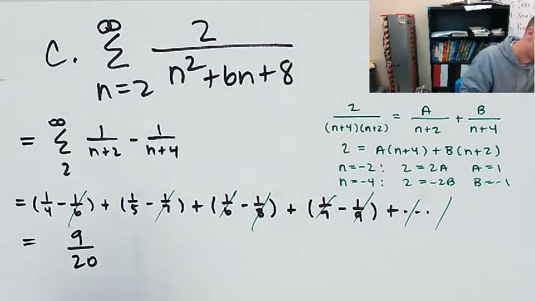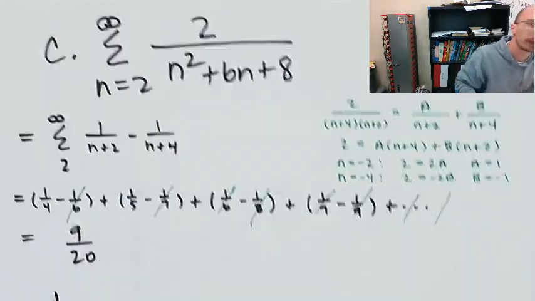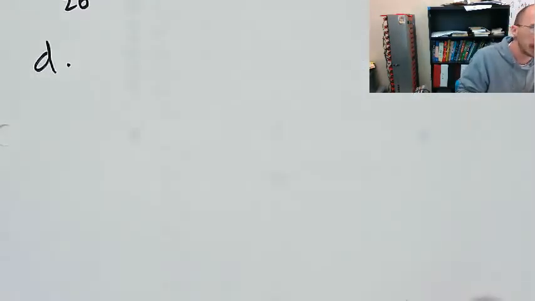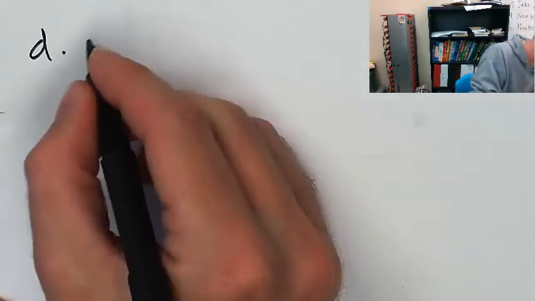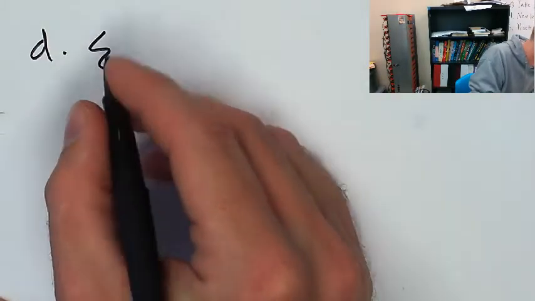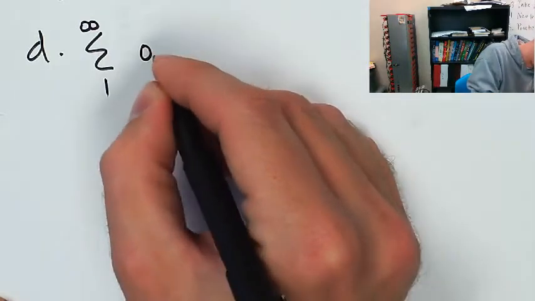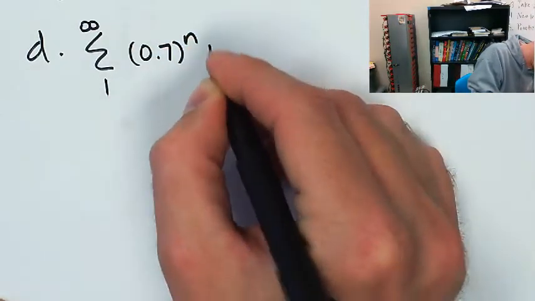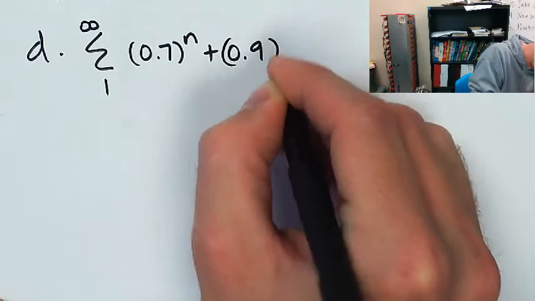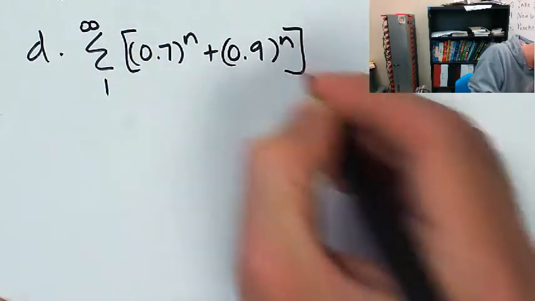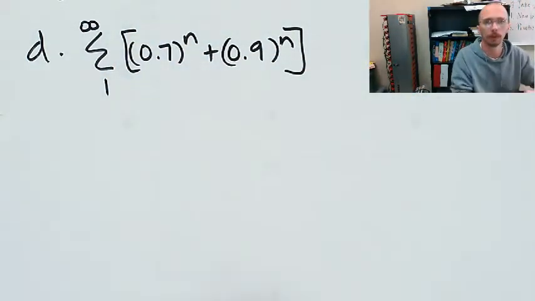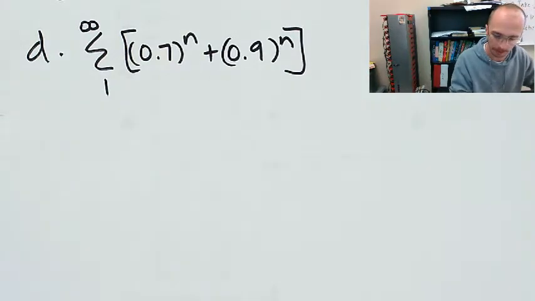Okay. This next one, again, it kind of looks like one that would potentially be, but this one would not be a telescoper though. The sum from n equals 1 to infinity of 0.7 to the n plus 0.9 to the n. This is going to be the sum of two geometric series, both of which I can compute the value of.